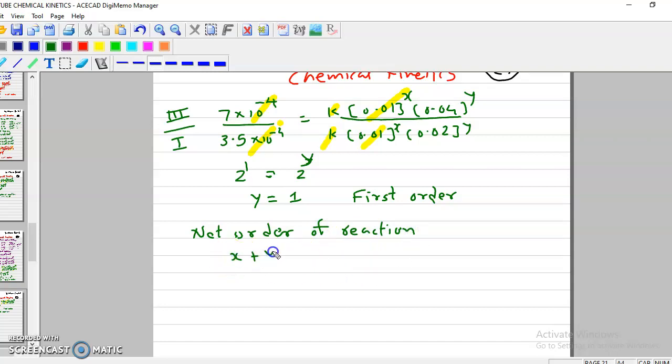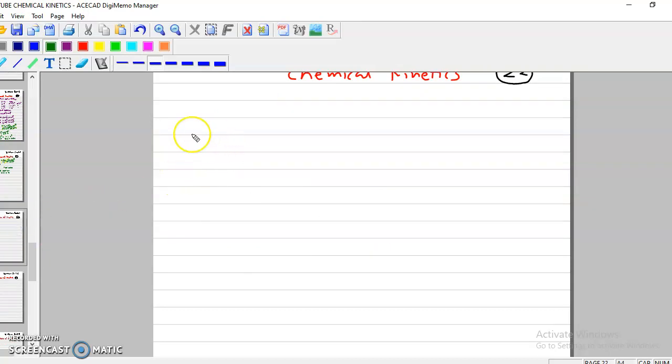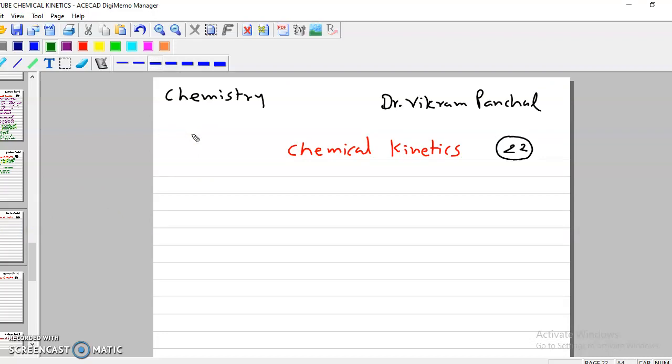So x plus y, which will be 2 plus 1, is equal to 3. So we can say that this is a third order reaction. Okay, so this is a third order reaction. We'll take one more example to find out the order of reaction, and that is this one.